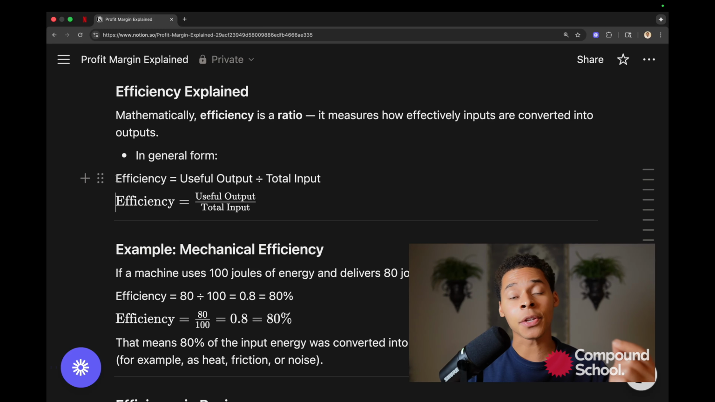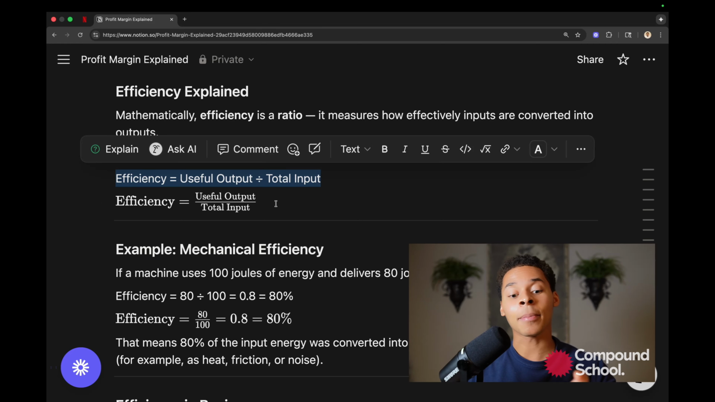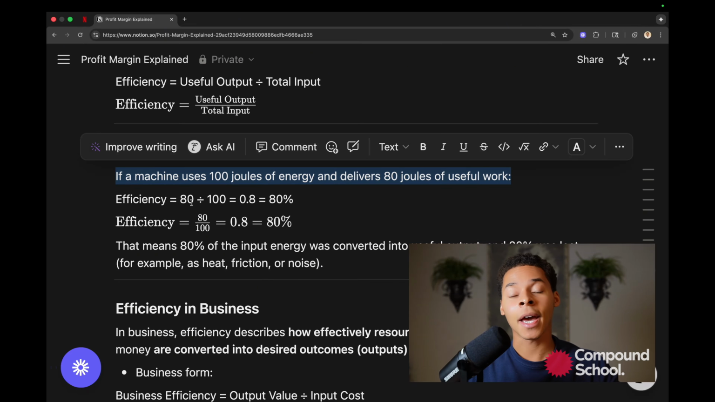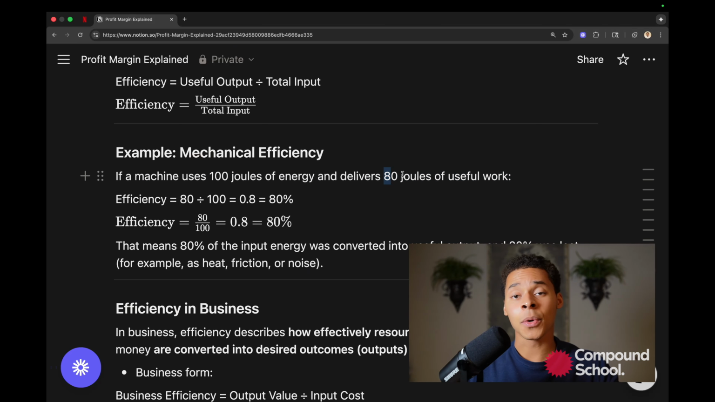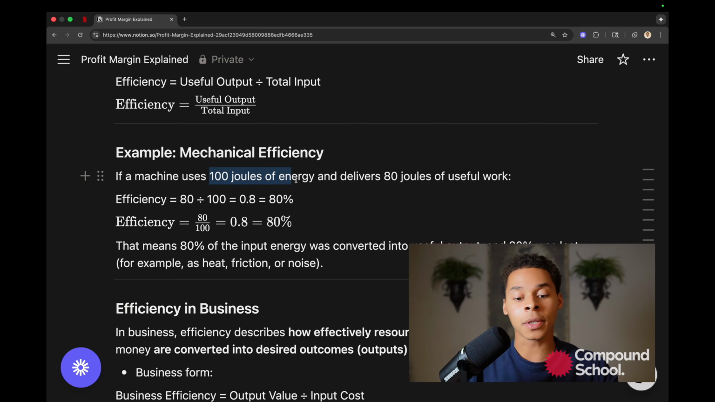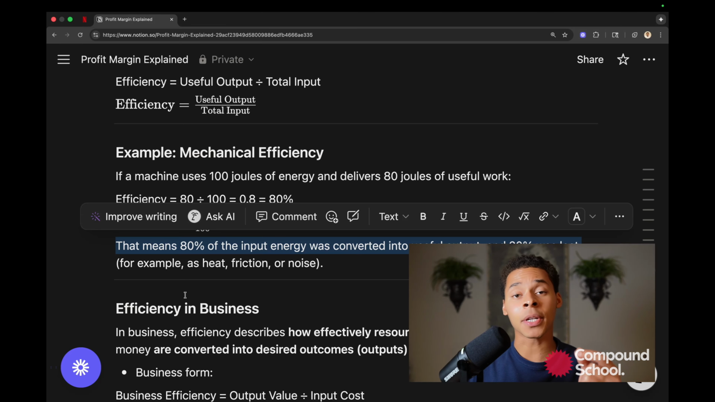Let's take a look at efficiency through the lens of physics. So efficiency is going to be useful output divided by total input. And when we say useful output, we're speaking to the quantity of output that has real utility to us, okay? So for example, if a machine uses 100 joules of energy and delivers 80 joules of useful work, the efficiency here is going to be 80%. We simply took the 80 joules of useful work, the work that we actually care about, divided by the total input. And this means that 80% of the input energy was converted into useful output or output that we care about. And 20% was lost in this process to heat, friction, what have you.